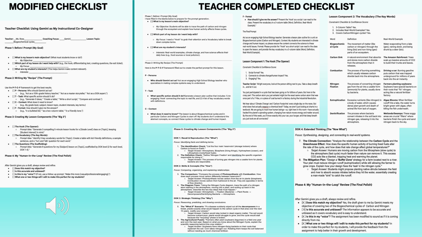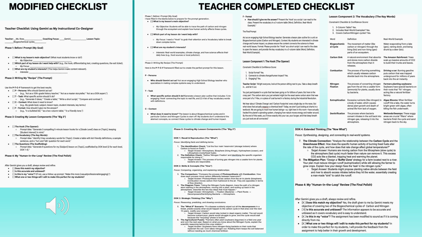Ross, and we're here to finish up the last part of the coaching cycle, which is the improve stage. We wanted to go through and hit that checklist in terms of what you want Gemini to help you do. There were 4 phases: before I prompt, the actual prompt, creating my lesson components, and the human-in-the-loop review. In other words, making sure that it sounded like yourself.